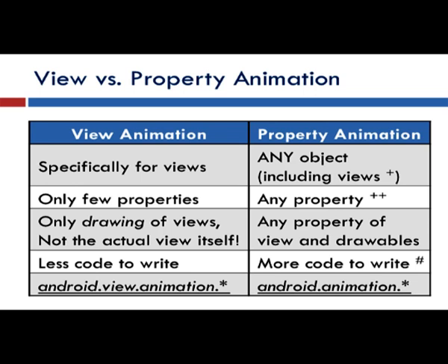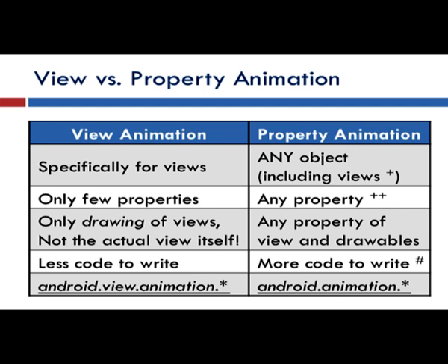The next difference is actually a little disadvantage of property animation: you might have to write more code than with view animation. However, there is a little trick that I will explain later, by which we can write our code very concisely, so that we can animate with property animation with less code. And the last thing I want to show is that view animation is a part of the package android.view.animation, whereas property animation is a part of android.animation. So don't get confused between these two packages.